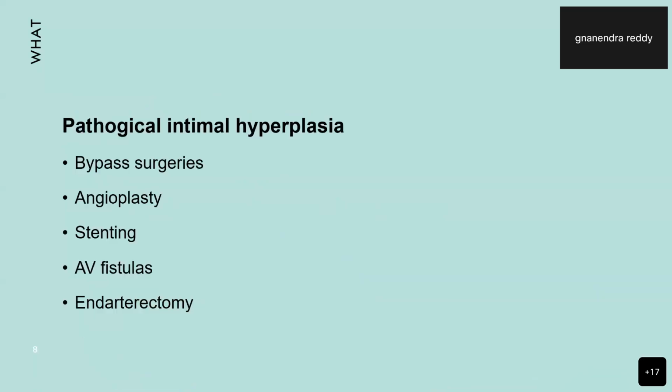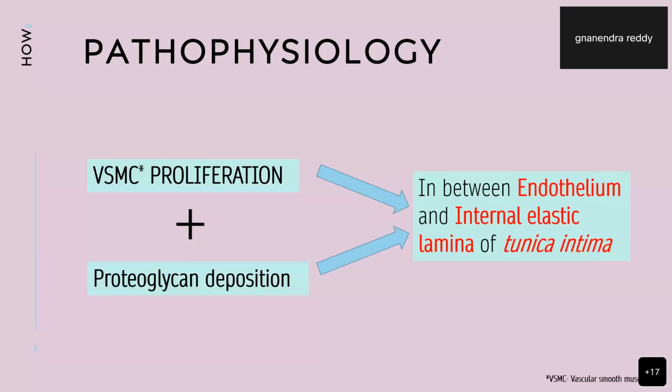So the pathological intimal hyperplasia is the one which we are worried about. This we have seen in a majority of our revascularization procedures like bypass surgeries, angioplasty, stenting, AV fistulas, and endarterectomy. So, how does intimal hyperplasia occur? It is basically due to smooth muscle cell proliferation and proteoglycan-rich extracellular matrix deposition in between the endothelium and internal elastic lamina of the tunica intima.